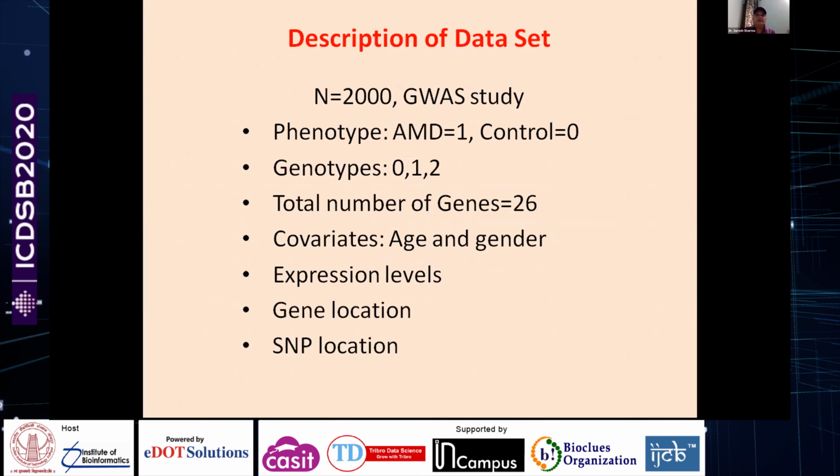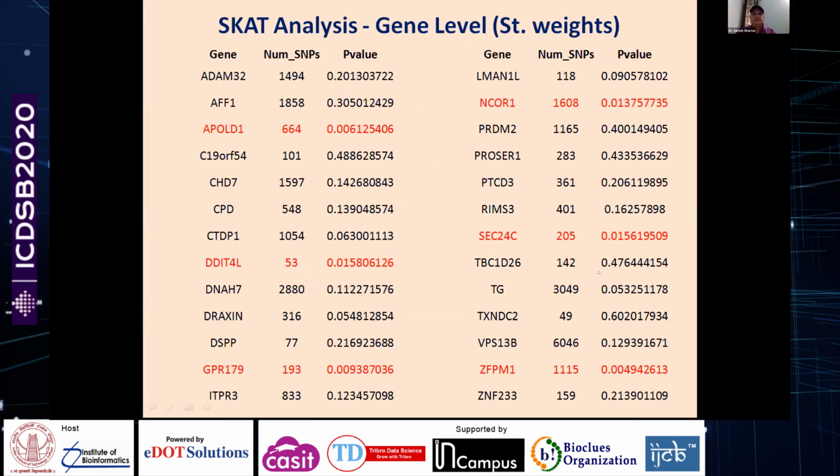So we have done data analysis for an AMD study, where AMD is considered to be the phenotype: 1 if the phenotype is there, 0 if it is control. We have taken 26 different genotypes with covariates age and gender. We also included the expression levels, gene location, and SNP locations. After doing the entire analysis, out of the 26 genes prevalent in the literature that may cause AMD, we identified that only 6 genes are important for AMD. These are given in red colors.